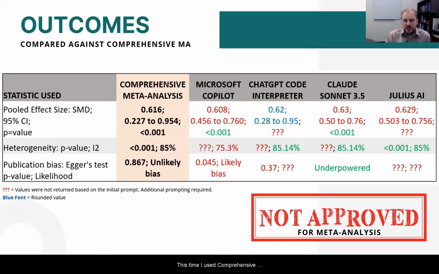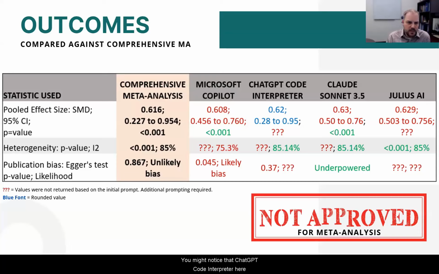This time, I used comprehensive meta-analysis as the baseline comparator. And as you can see, the outcomes here are very different from the outcomes that were revealed on the univariate versus multivariate analyses. So basically, all the red font here again indicates that these AI systems were not able to return the exact same values that comprehensive meta-analysis generated. Again, the blue indicates rounded values, and the green are identical values.